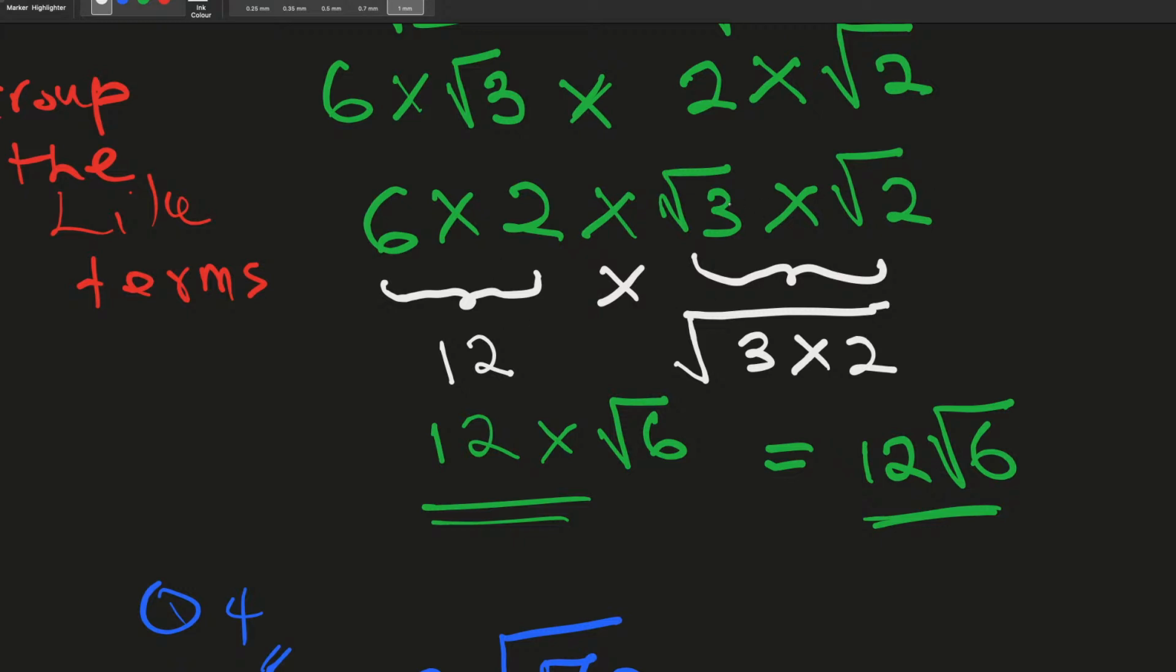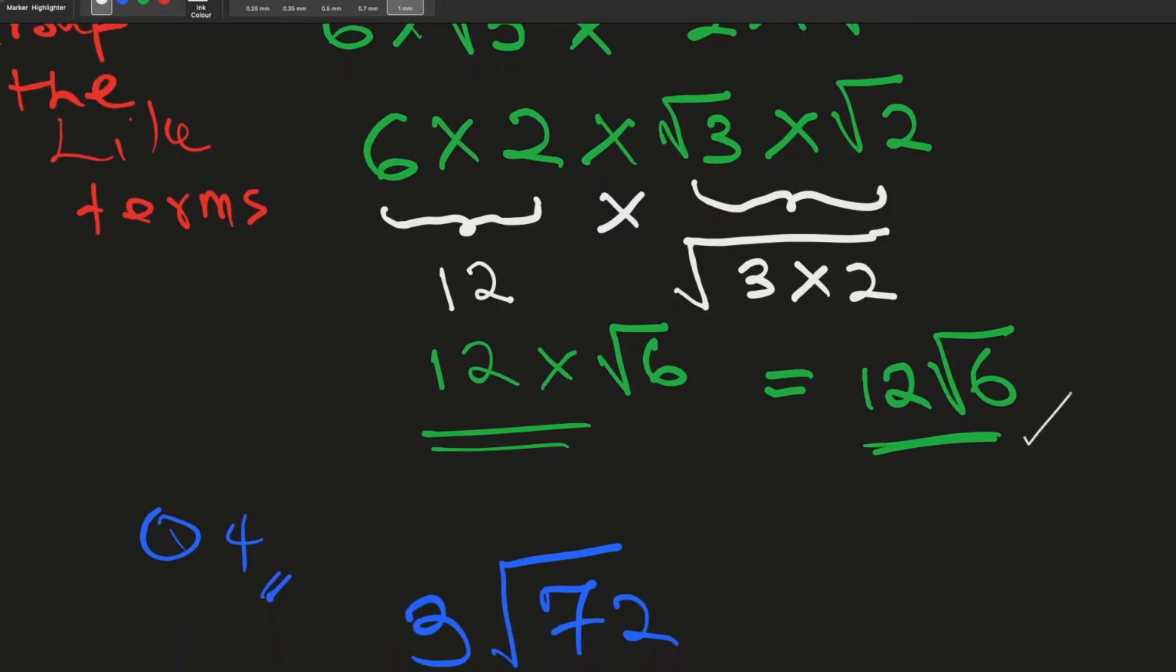Okay, this root 3 times root 2, we apply the principle of surds. Since they're all surds, we say this is root of 3 times 2, and we know that will be 6. So that gives us root 6. And when we have 12 times root 6, it can be written as 12 root 6. So that was the answer.